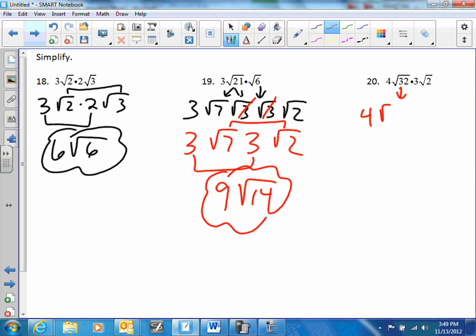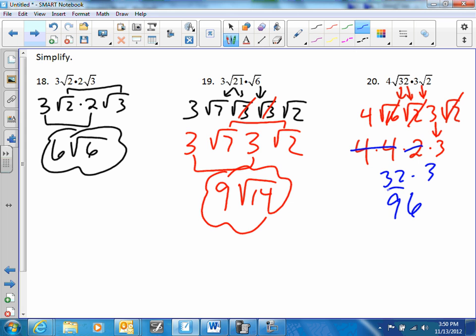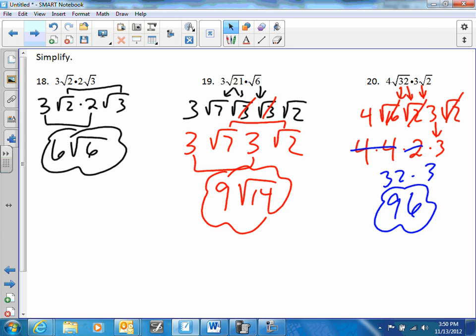The last one, square root of 32. That's 4 square root of 16 times square root of 2, times 3, and square root of 2. Now notice, square root of 16 is 4, so this is 4 times 4. Square root of 2 times square root of 2 is just 2. And of course, bring down your times 3. When you multiply all that together, 4 times 4 is 16, times 2 is 32, times 3, which is 96. And that completes our recording.